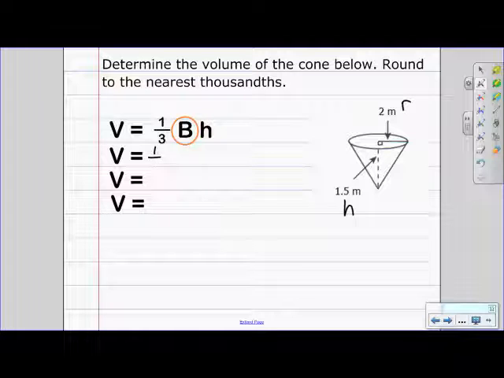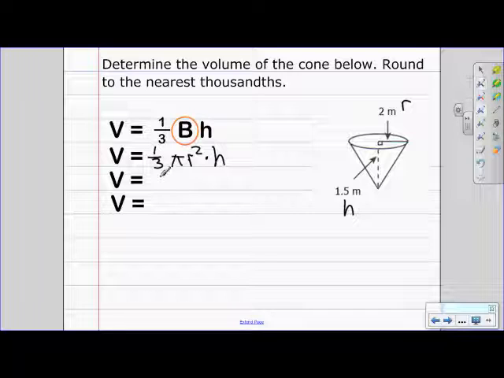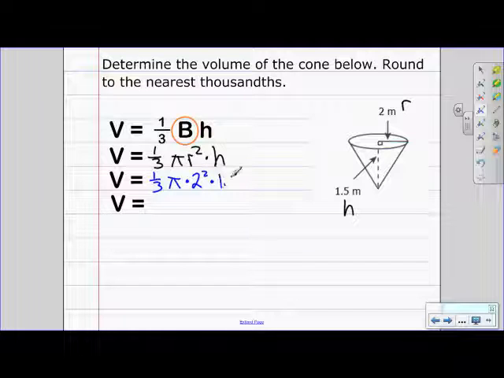So we have 1/3. The formula for the area of a circle is pi r squared, and then times the height of the cone. So now we can substitute. So 1/3 times pi times the radius of our cone, which is 2 squared, times the height of our cone, 1.5. Now we want to put all of this algebra in our calculator as one to minimize computation errors. So let's go to the calculator to see how that looks.